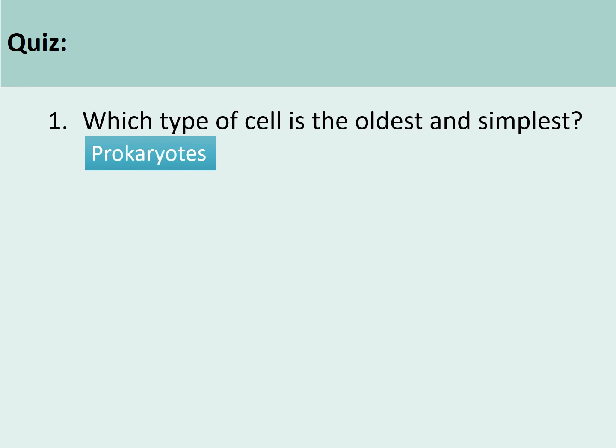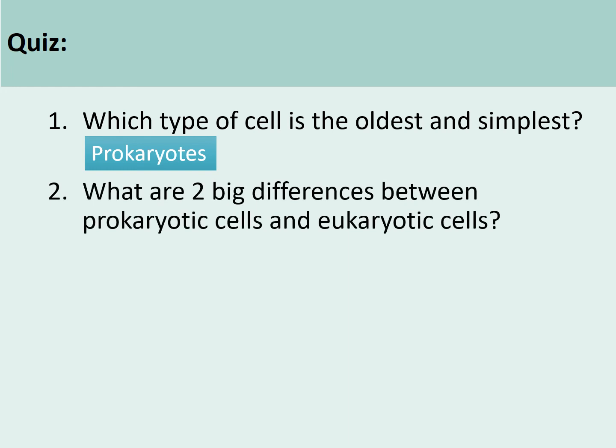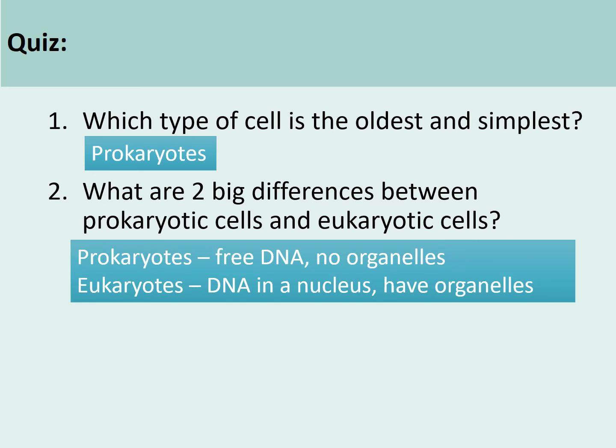Number 2, two big differences between prokaryotic cells and eukaryotic cells. So have a think of that one. Okay, some ideas. Prokaryotes have free DNA or not bound in a nucleus, and they don't have membrane-bound organelles. Eukaryotes, the DNA or the genetic information is in the nucleus. That is a big difference, and they have got those organelles, those membrane-bound organelles. You might have said mitochondria or chloroplasts as specific organelles.